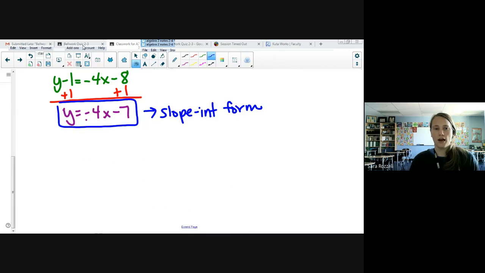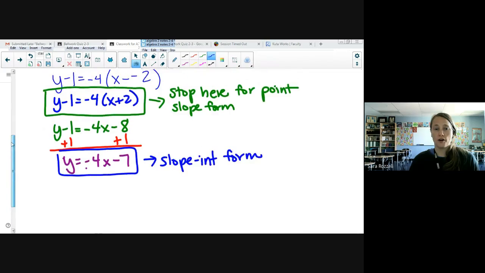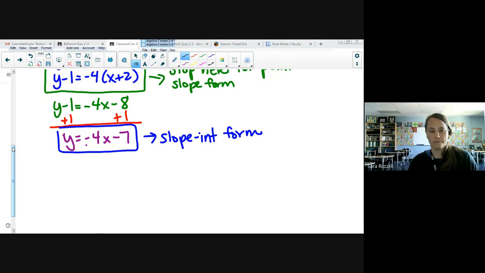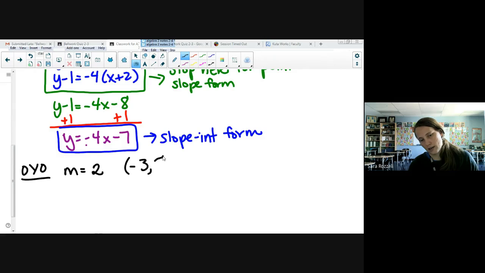Okay. All right, so this next one I want you to try on your own. I just want you to stop at point slope form first and show that to me, and then we'll move on to do slope intercept, okay? So here's one on your own. We're going to go m equals 2, and your ordered pair is -3, 5. So put that into point slope form and then show me what you got.